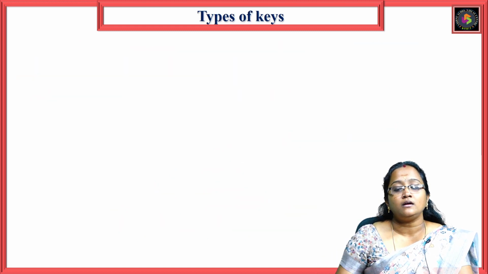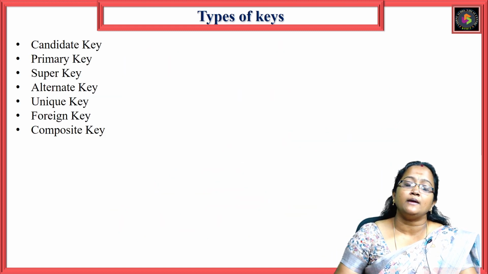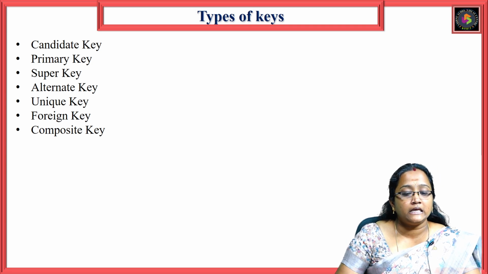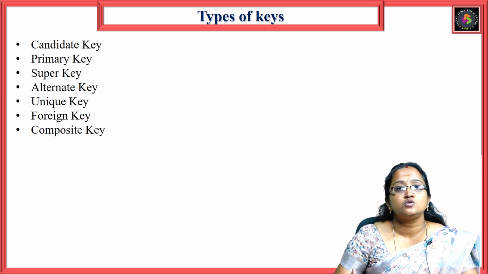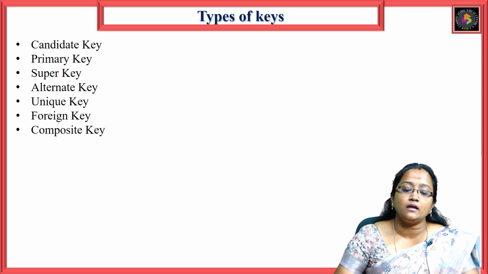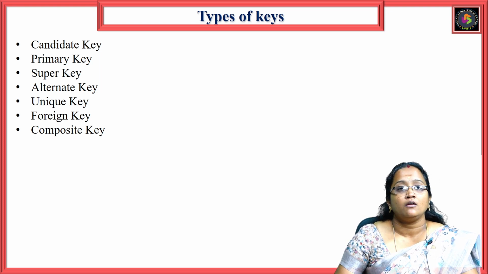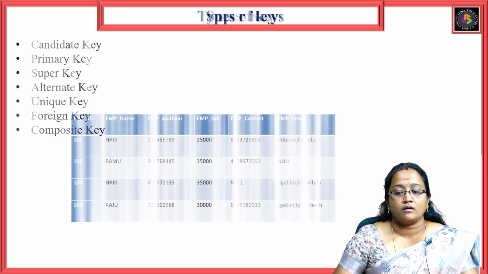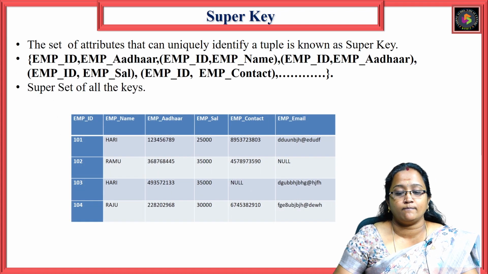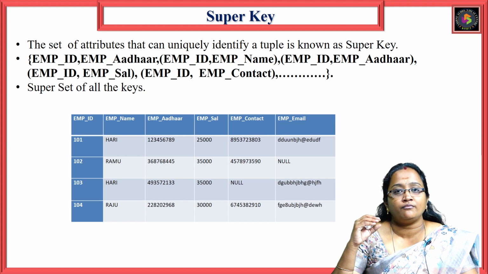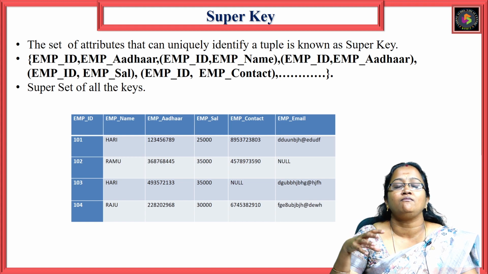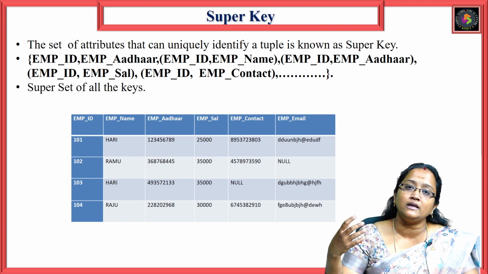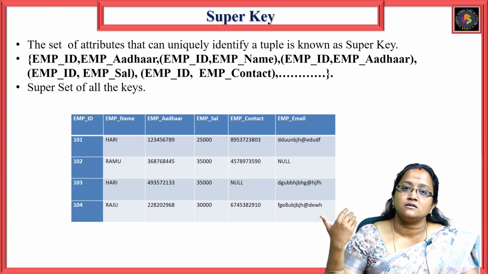There are different types of keys. So what are the types of keys we are having? Candidate key, primary key, super key, alternate key, unique key, foreign key and composite key. Here we are going to see each and every key one by one with some examples. First one is the super key. Once we find out the super key, then we can easily find out all the upcoming keys.